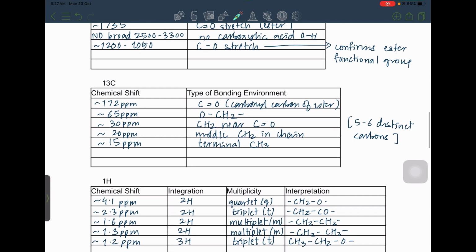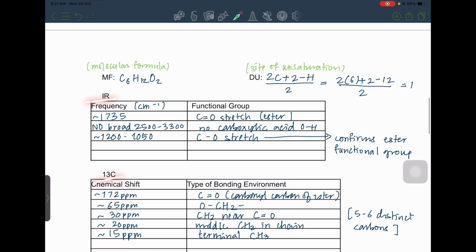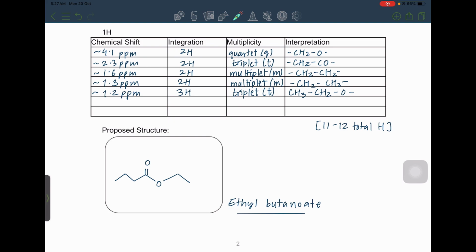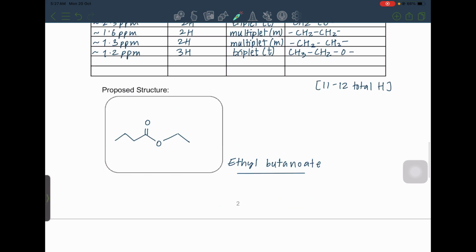So all of these data that we see in the IR spectra, the CNMR spectra, and the HNMR spectra all show that it is in fact an ester. So first I looked at the IR spectrum, which confirmed that there is an ester functional group. The CNMR spectrum showed a carbonyl carbon, an oxygen bonded to CH2, and many other aliphatic carbons, right? And the HNMR lastly revealed that an ethyl group is attached to an oxygen, and there is a 4-carbon chain that is attached to the carbonyl.